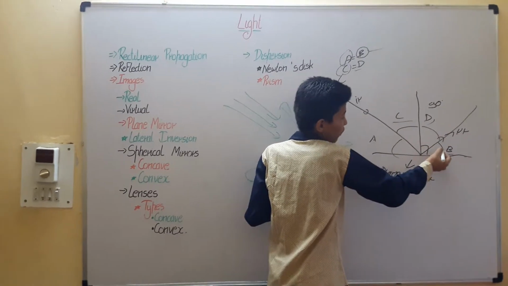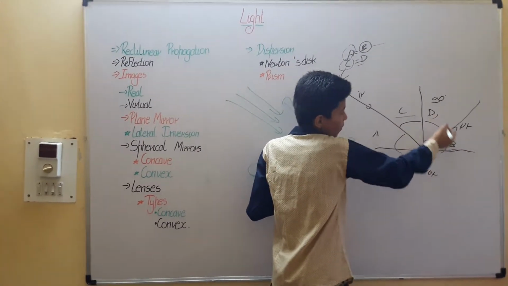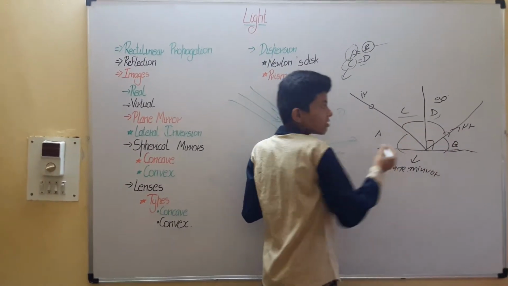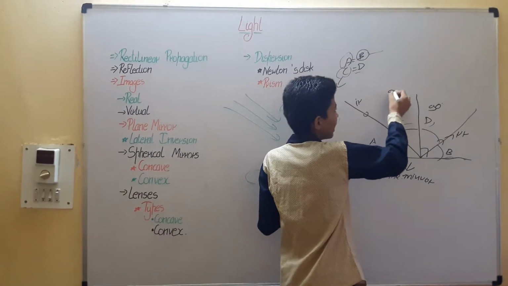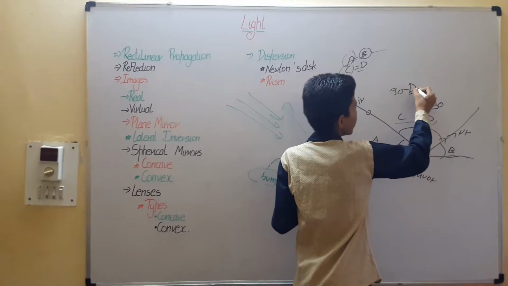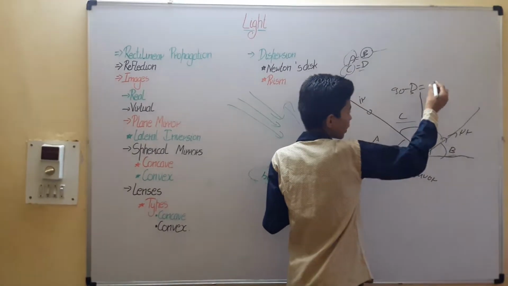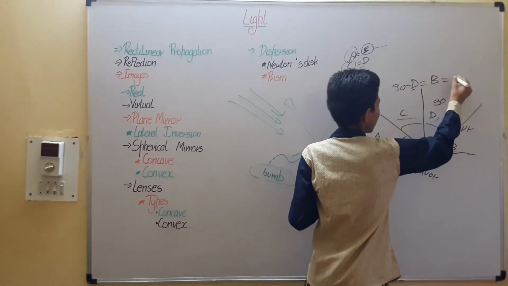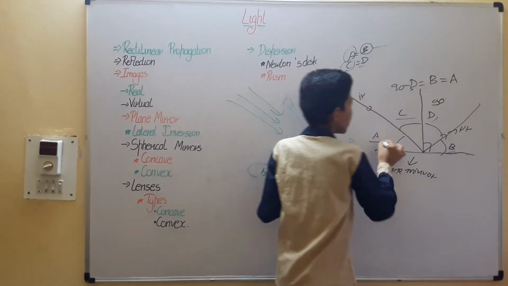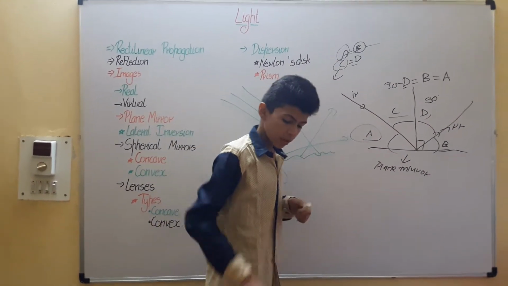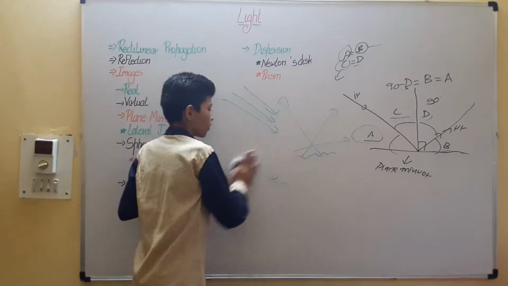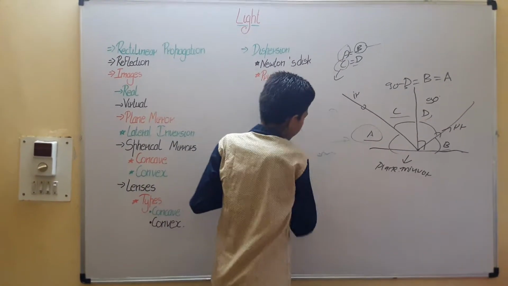First you can see, just like this, you have to find out in the A. So we know it forms a 90 degree angle. So 90 minus the D would again give the B. So angle B would be equal to the angle A. So this way you can find these out. Let's move to the next.